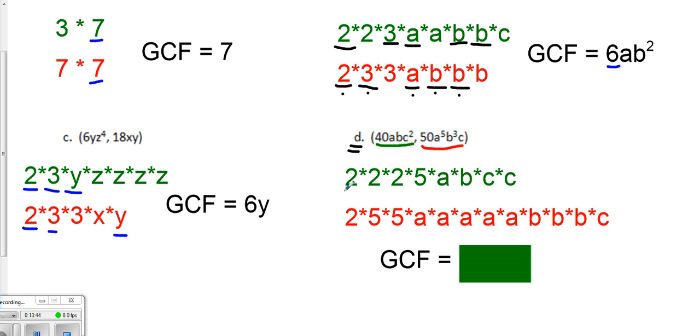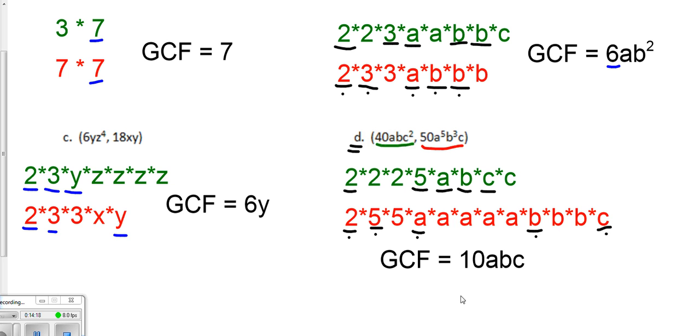Checking our common factors then, we have a 2 in each of them. We have a 5 in each of them. We have an A in each of them. We have a B in each of them. And we have a C in each of them. Those are the only things that we have common to both monomials. So if we were to combine everything, multiply it out, 2 times 5 is 10, times A times B times C. So our greatest common factor is 10ABC. And that'll conclude our first lesson.